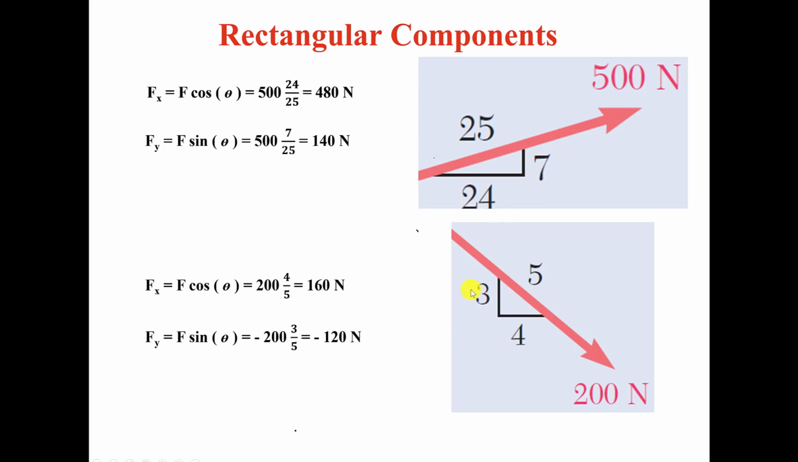But notice something here. The y component is in the negative direction of the coordinate axis. So when you have it in the negative direction, you make it minus. Again, for x or y, if the force component is in the negative direction, you should give it a minus sign.